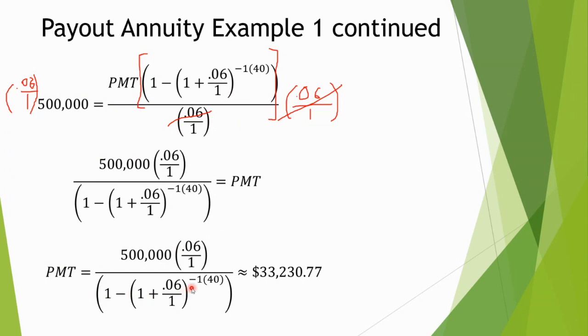When you do that calculation, this is what you end up with. Just remember, when you do this in your calculator, you want to use more than 2 decimal places. So I would use as many as you can and do the top and bottom individually. Just remember your order of operations. That's very important. So this is what we get: $33,230.77. That's per year, so that's pretty good.